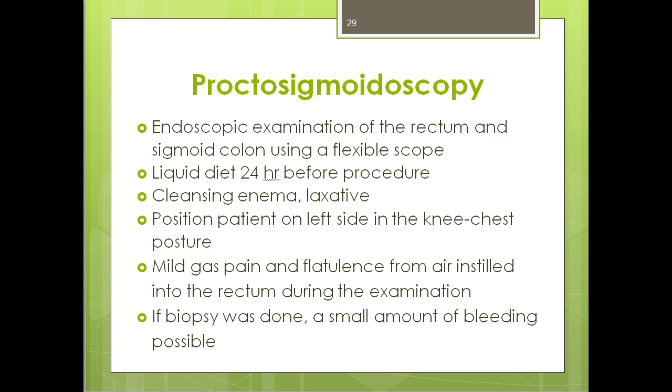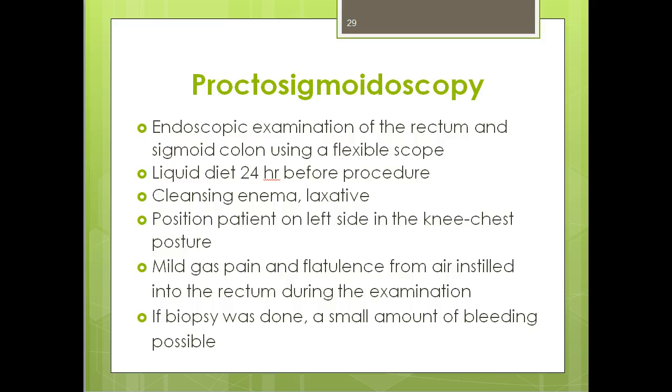You position the patient on the left side in the knee-chest posture. A person may have a little air instilled into the rectum, so they might get a little gas pain. When they go in and look at this particular section of the sigmoid, they would lay you on your left side. And if they do a biopsy, there might be just a tad bit of bleeding.